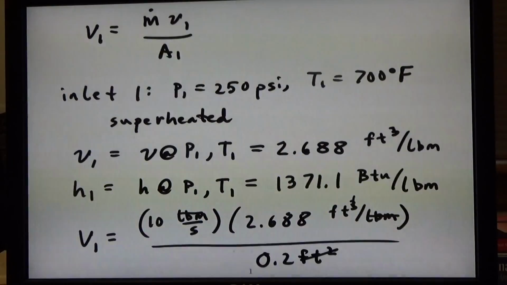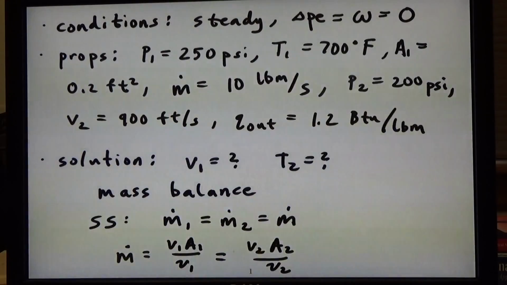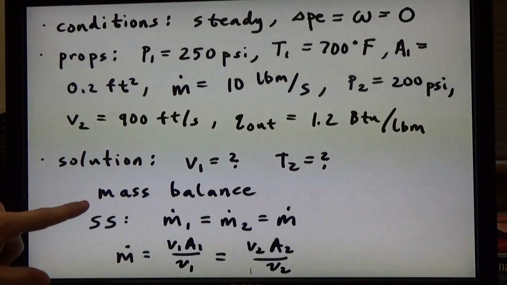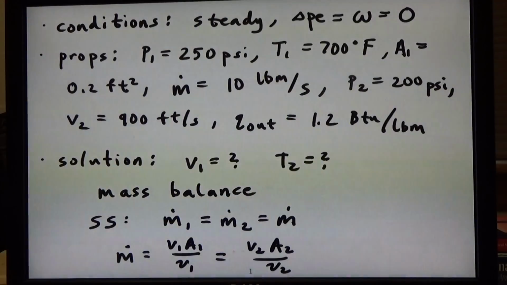Once we know the inlet velocity, we can start looking for the temperature at the exit. Not exactly sure at this point how we're going to get to the temperature at the exit, but we've applied our first equation, the mass balance. So let's apply the second major equation, and that's the energy balance.